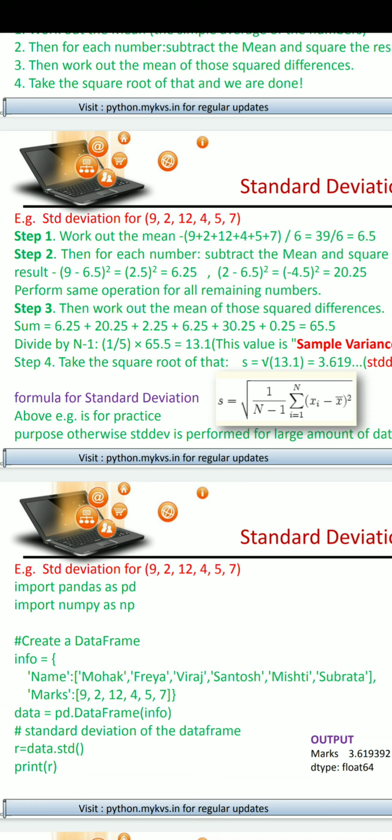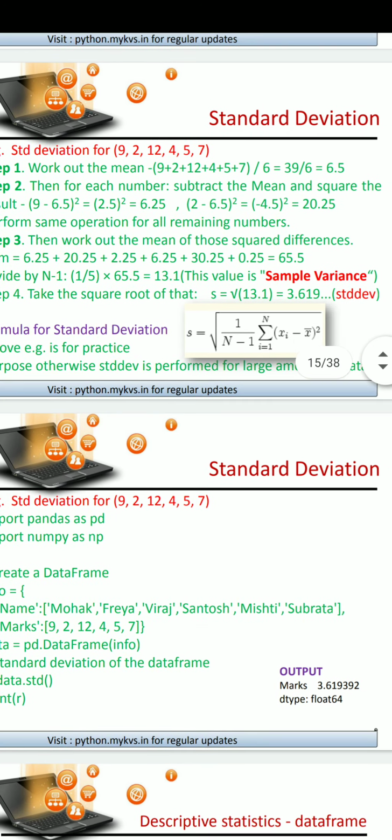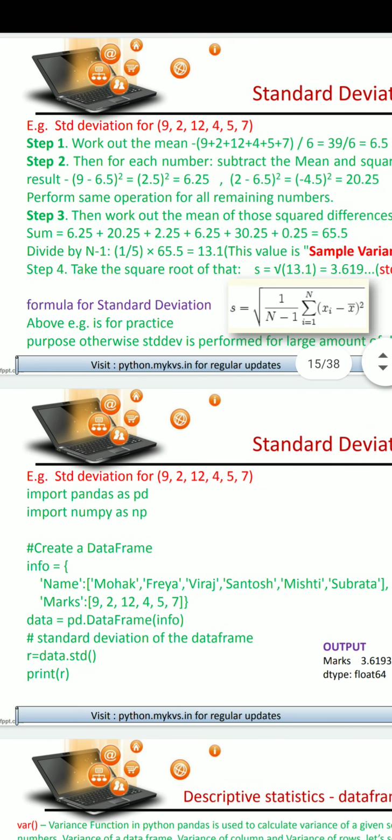Don't forget the squaring of the result. After each subtraction, whatever number you find, sum up all those numbers. We are summing up all those numbers: 6.25 plus 20.25 plus 2.25 plus 6.25 plus 30.25 plus 0.25 equals 65.5. So the result is 65.5.